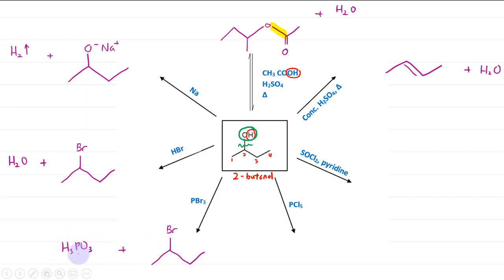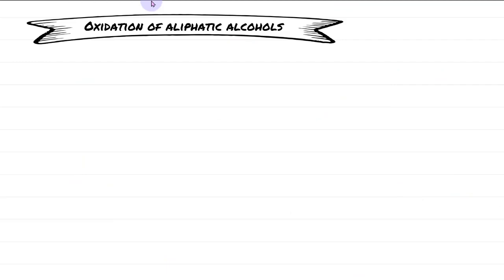In this case, we produce phosphorous acid using PBr3. And then if you are reacting the alcohol with PCl5, we are going to create 2-chlorobutane and the side products POCl3 and HCl. And finally, when this alcohol reacts with SOCl2 in pyridine solvent, you're going to observe the haloalkane as well, but the side products now change into SO2 and HCl.